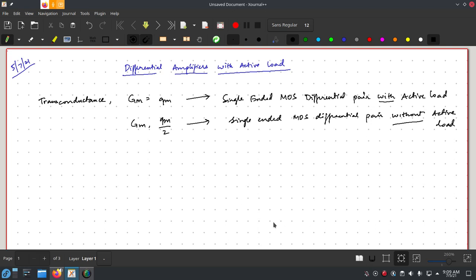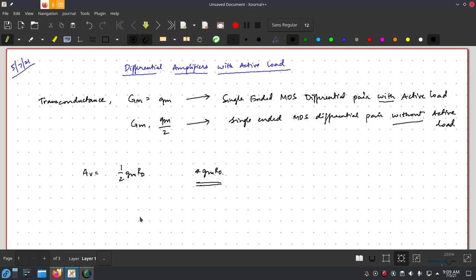Then the gain which I see is half GM into RD. The problem here is that in a common source amplifier we usually write the gain as minus GM times RD. The minus is just to indicate whether the output signal is inverting or non-inverting, so let us not consider that minus sign for now.